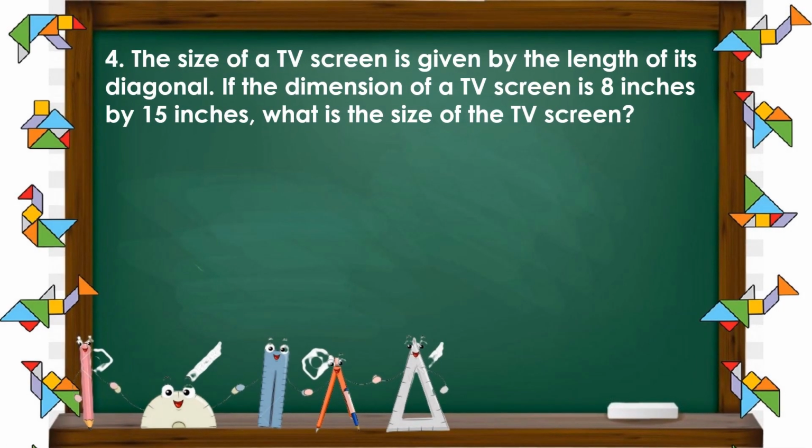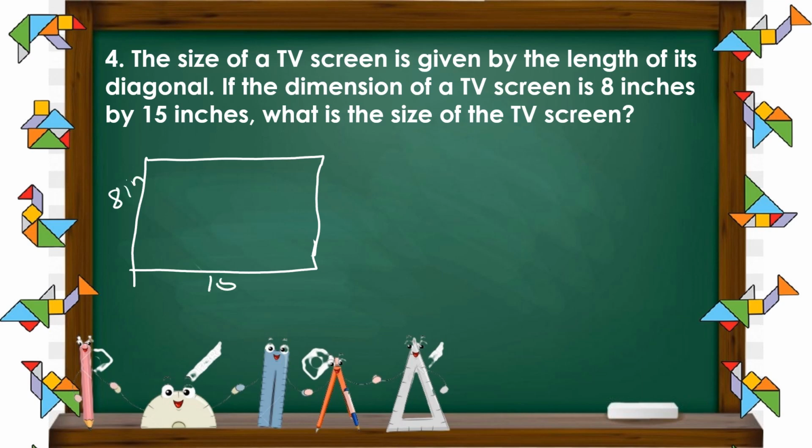So for number 4, you're given the size of a TV screen given by the length of its diagonal. If the dimension of the TV screen, so let's draw a TV or television here, is 8 inches by 15 inches, what is the size of the TV screen? So we're just going to get its diagonal.